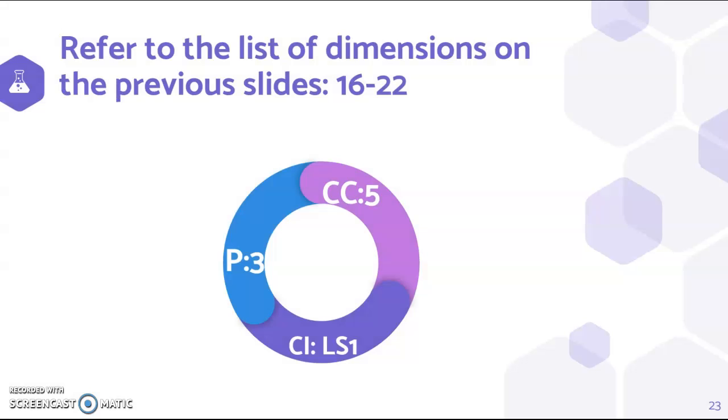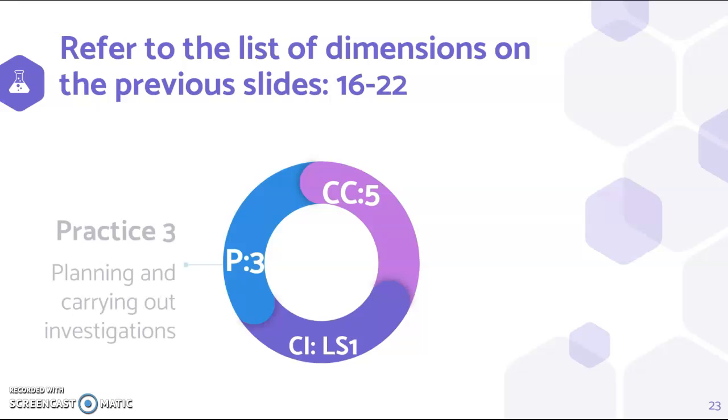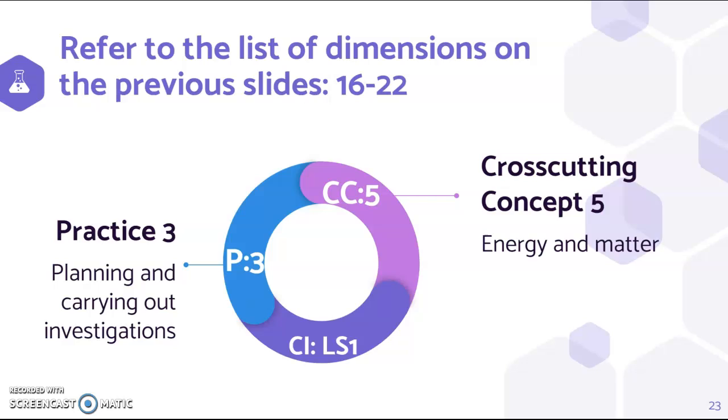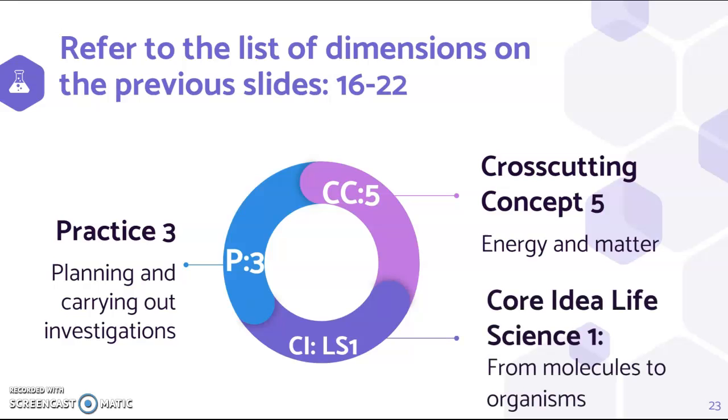So throughout the slides that I just covered, I have just provided a visual so that you can see another example of how these would be used. So practice number 3 is planning and carrying out investigations. And as we go further, you will learn and identify and see all of this information written within the benchmarks. CC again stands for cross-cutting concept, and 5 stands for energy and matter. And then the core idea, life science. So CI stands for core idea and LS stands for life science. Number 1 is from molecules to organisms.